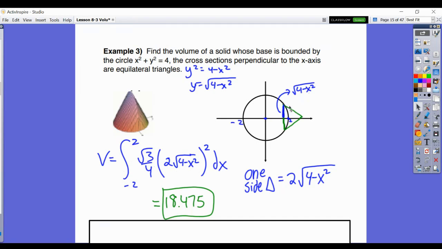You can also do half of this, so you could treat it like a right triangle, do half of the circle, and then just double your volume because you know the top half and the bottom half are the same. So that's where this one-sided thing came from right here.